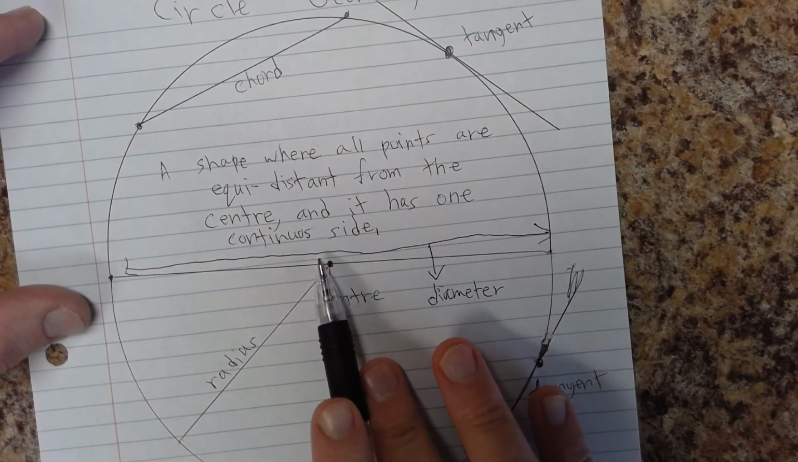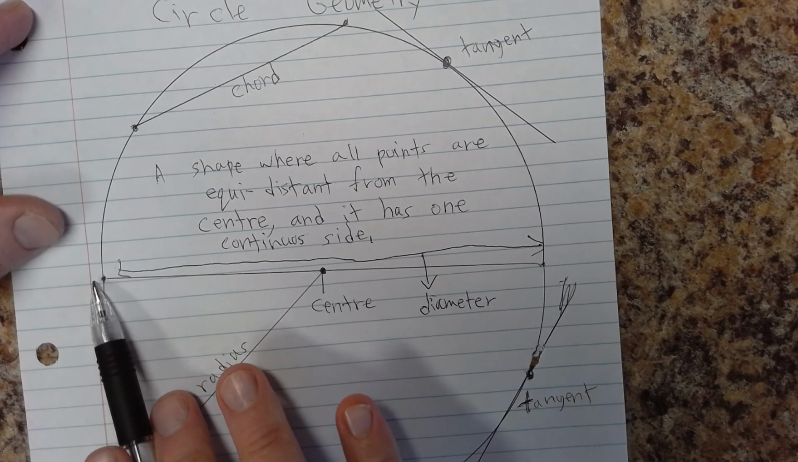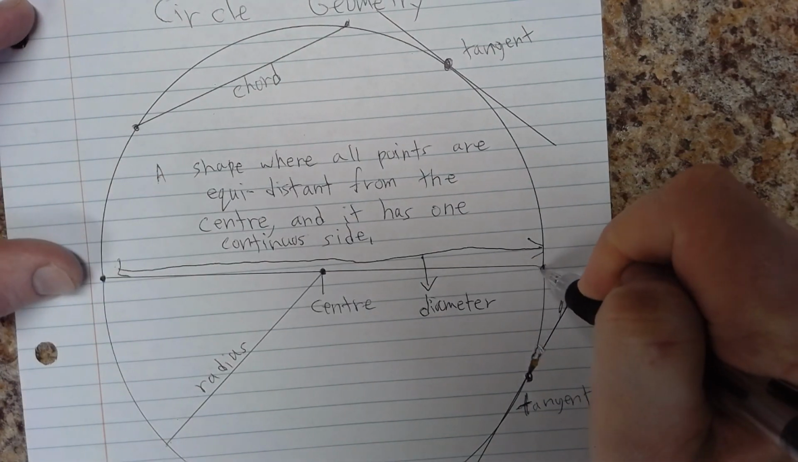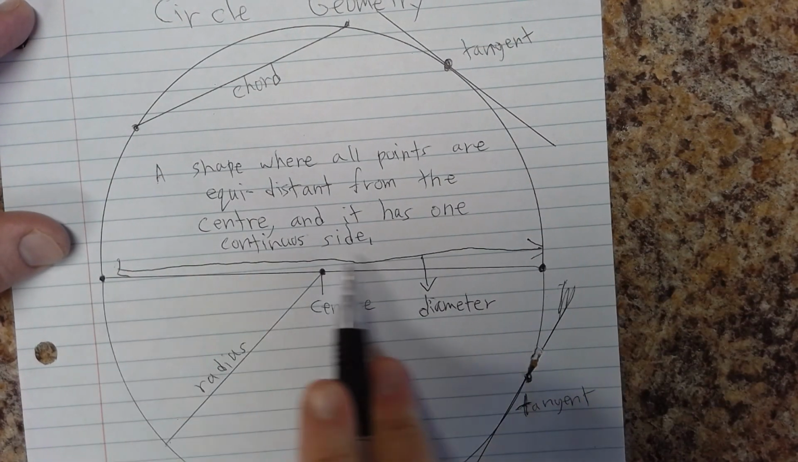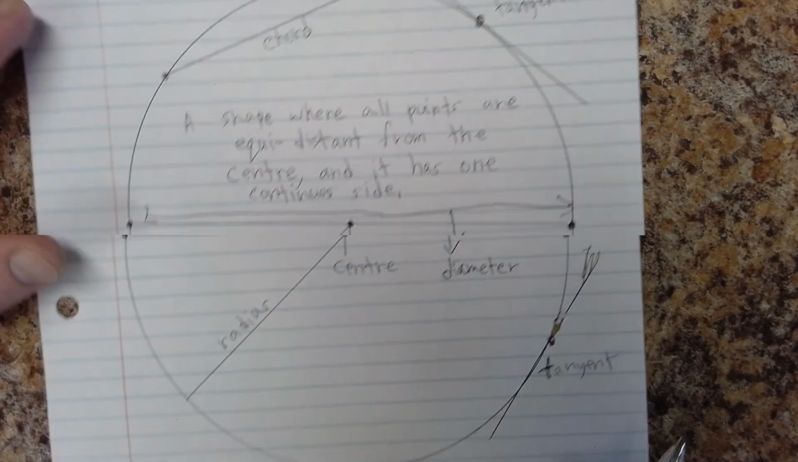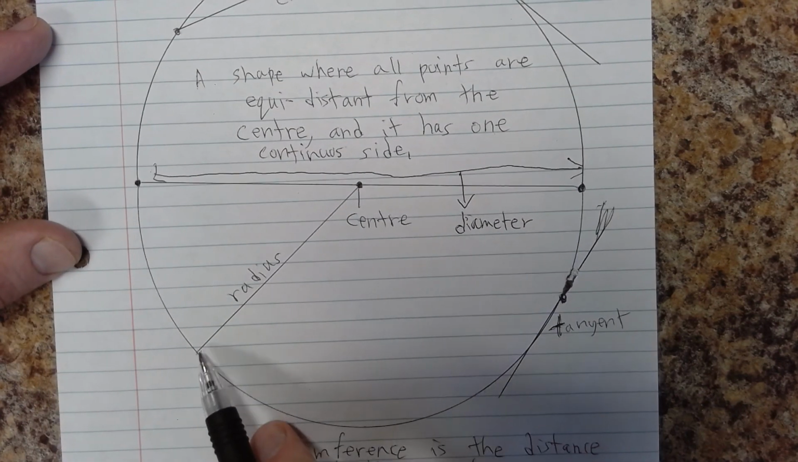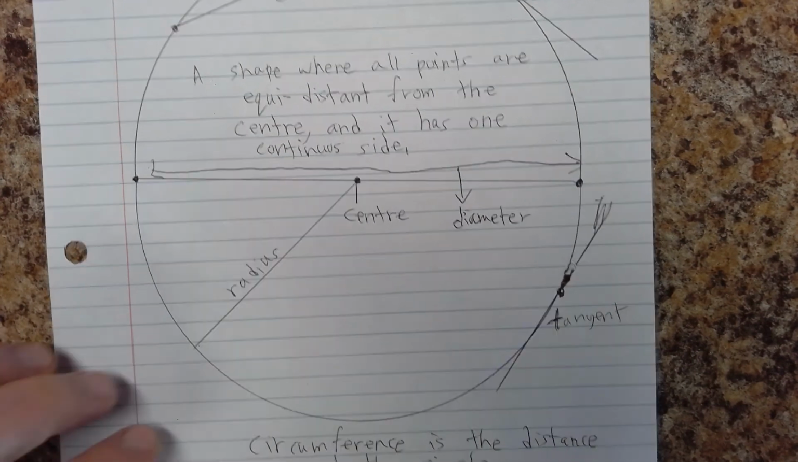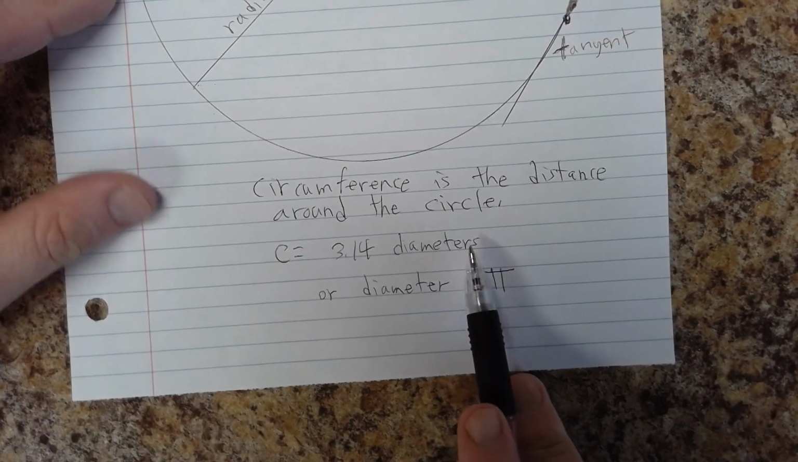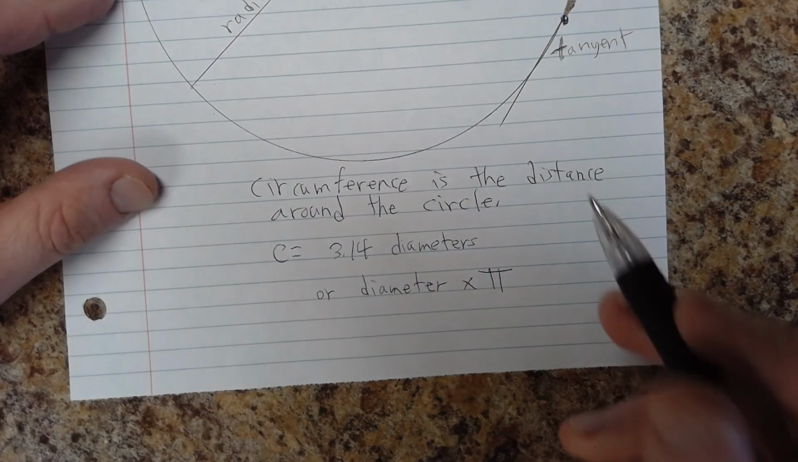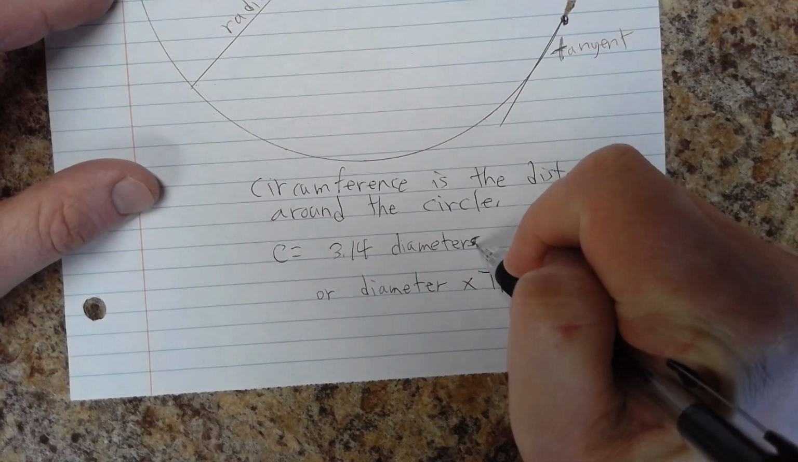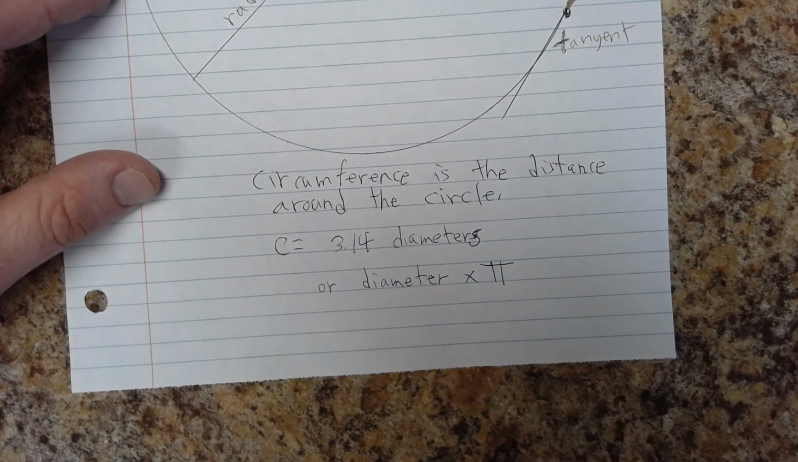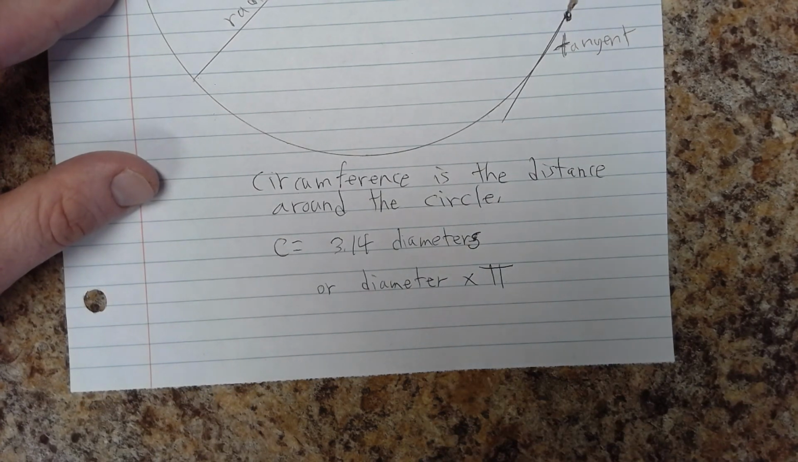Middle of our circle is the center. The diameter is this entire line. From this point to this point is the diameter, okay, straight across. The radius is from the center to the outside. A radius is 1/2 of a diameter. Always, always, always. The circumference is the distance around the circle. And it has 3.14 diameters. Or diameter times pi, it makes up your circumference. That's where the number pi comes from.